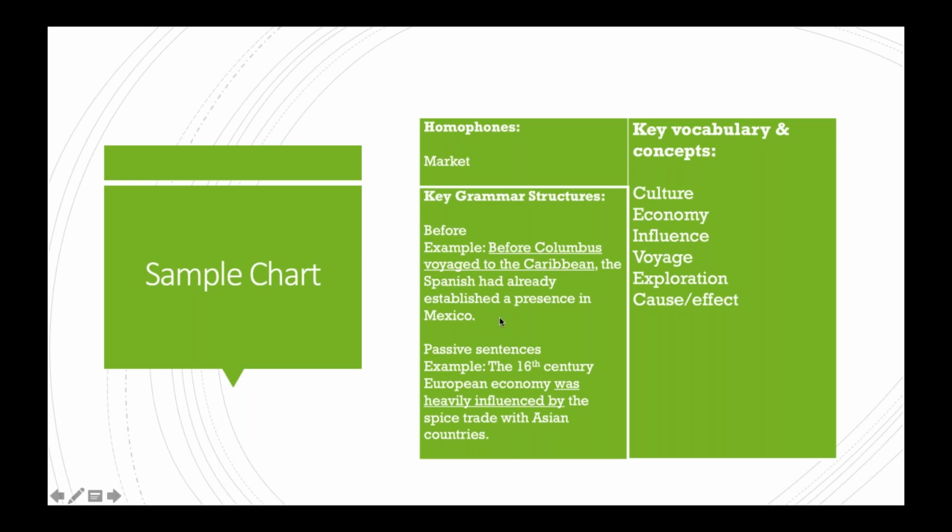So that might be something that you need to practice, thinking about before in a more abstract way. And then we have passive sentences. The 16th century European economy was heavily influenced by the spice trade with Asian countries. When we have a passive sentence, we usually have the word by as an indicator in there, and something happened to something else by another agent. So just identifying those more confusing or higher-level grammar structures is again going to be something to bring awareness to the students.